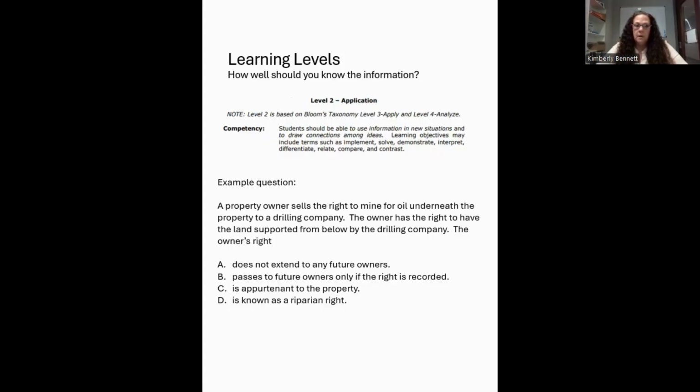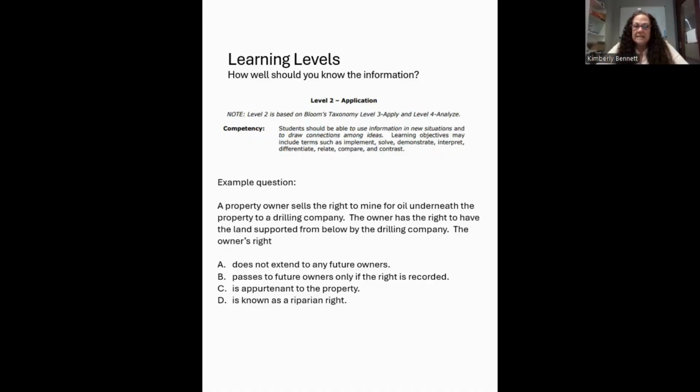And if you know about appurtenances, A is not correct. If you know about liens, then you would know B is not correct. And so our answer is C. It's appurtenant to the property. It goes with the property. It's the right of that owner as the owner of the land.